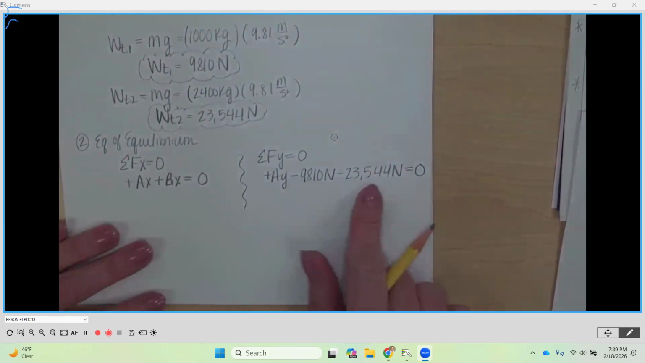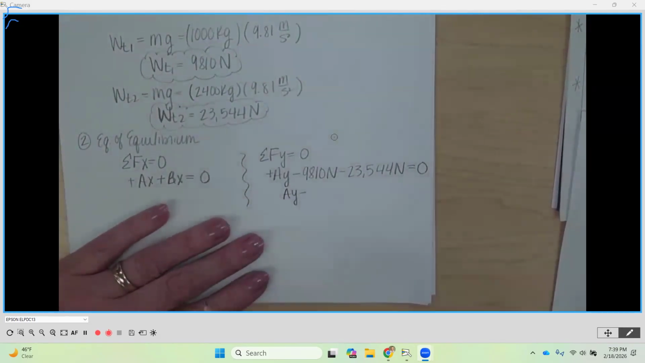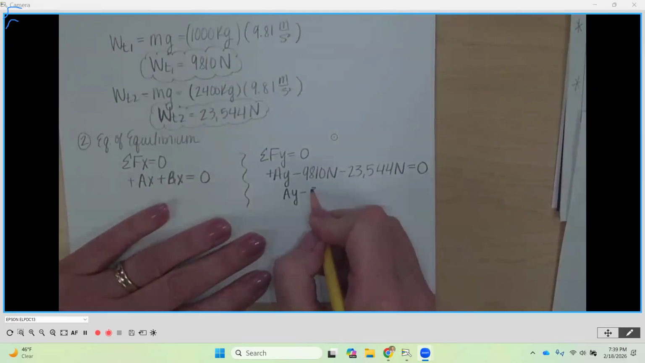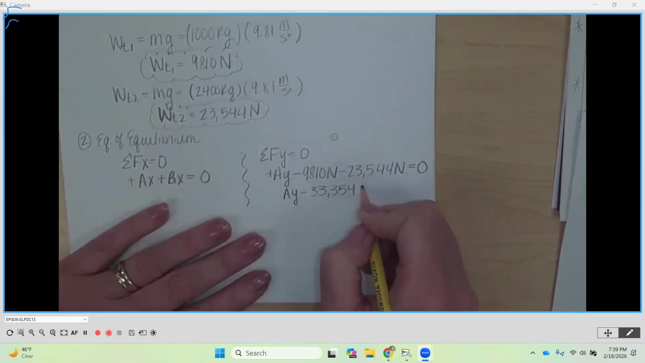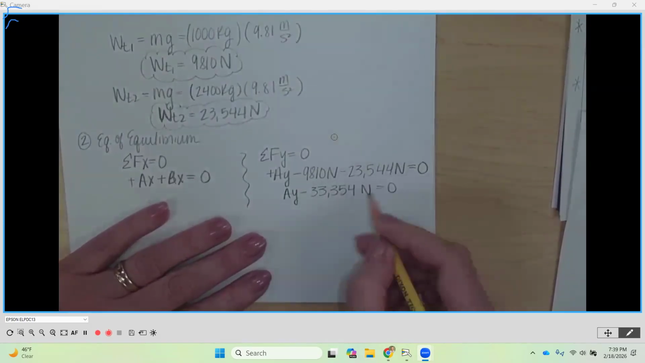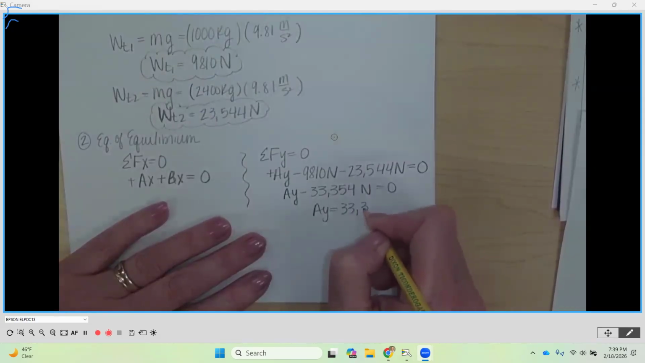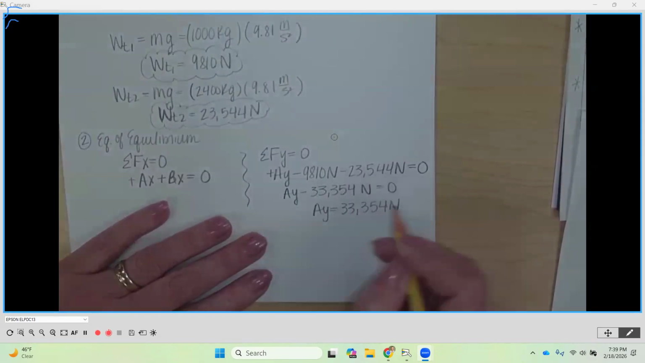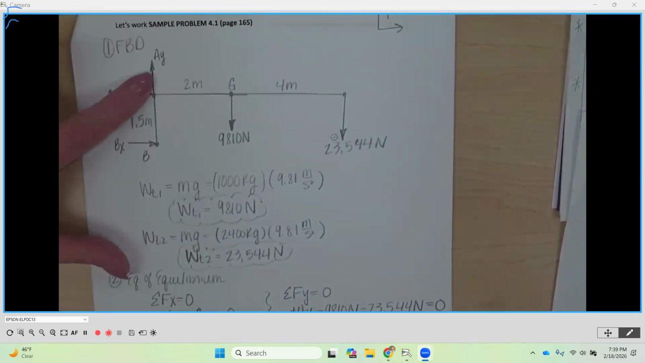So I want to combine these two and I want to solve for Ay, okay? So I'm going to have Ay minus 33,354 newtons is equal to 0. I'm going to move that to the other side. So that's what Ay is equal to. Now, my Ay ended up as a positive value. That means I assumed the correct direction. And it kind of makes sense.